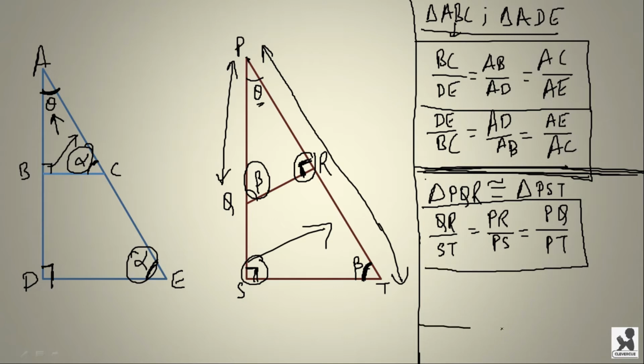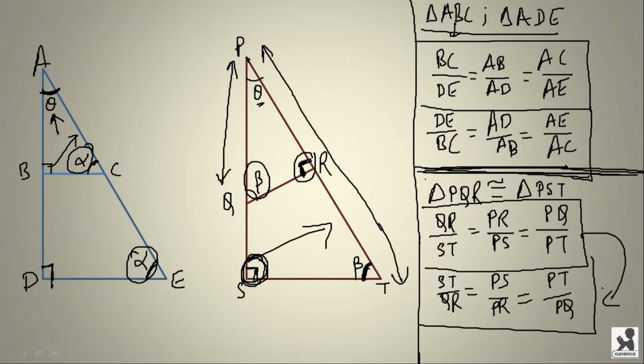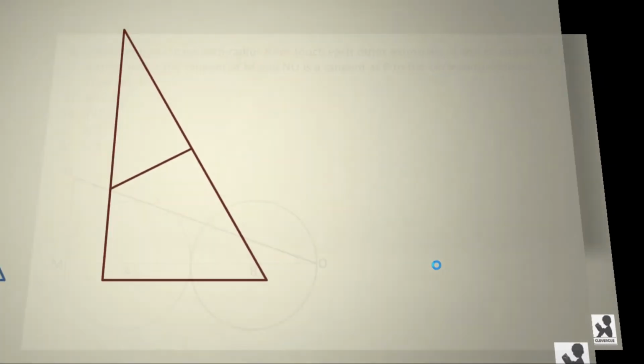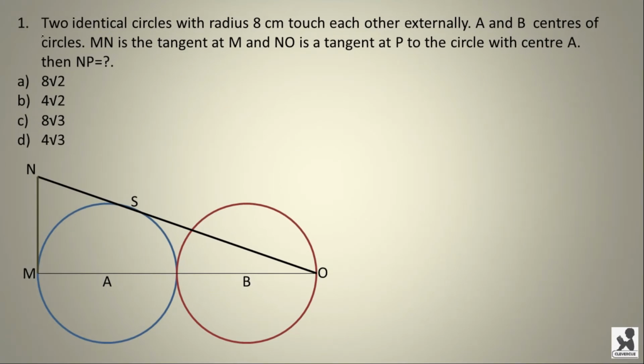Now we can write this as, if we consider the bigger triangle in the numerator, we will have PT or ST by QR is equal to PS by PR is equal to PT by PQ, just inverse of it, both are equal. So you can consider whatever you are comfortable with. Now let us come to the questions.